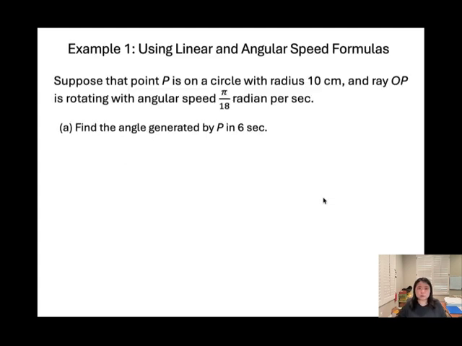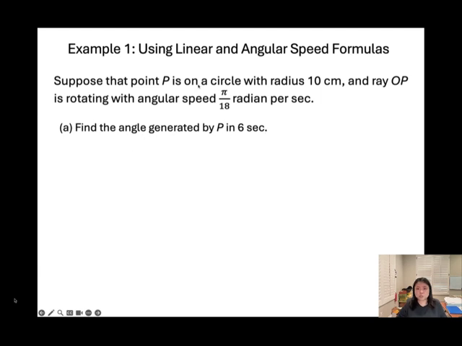Example 1. Suppose that point P is on a circle with radius 10 centimeters, and OP is rotating with angular speed pi over 18 radians per second. So this is going to be W, W equal to pi over 18, R equal to 10. Part A: find the angle generated by P in 6 seconds. So the given T equal to 6, and you're looking for the angle, the theta.